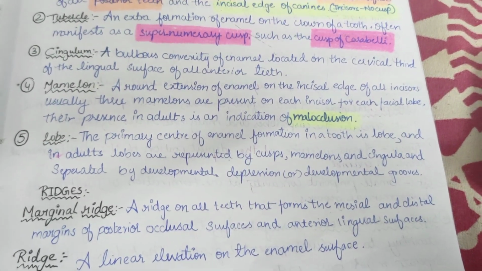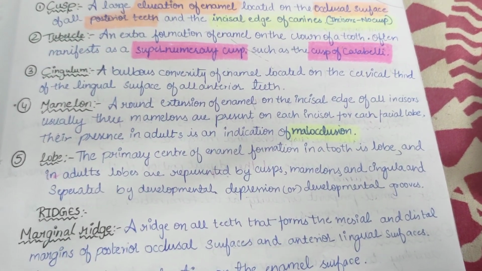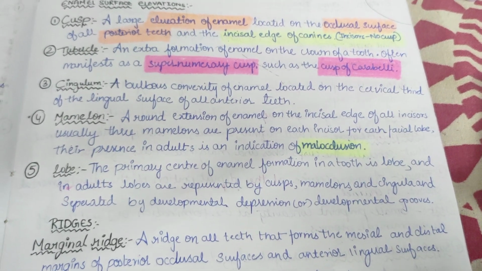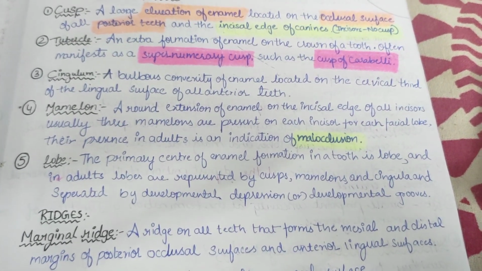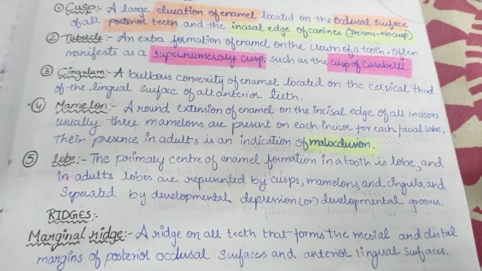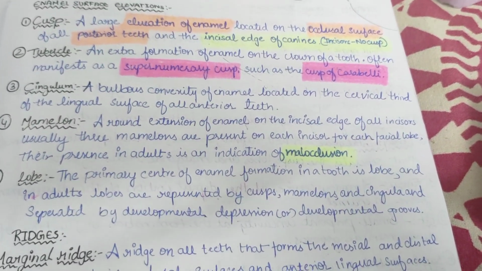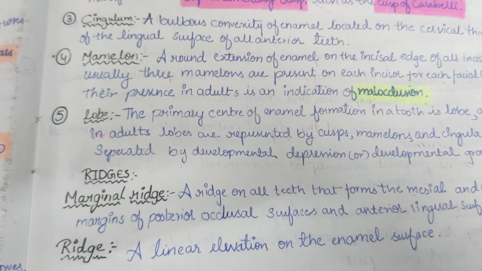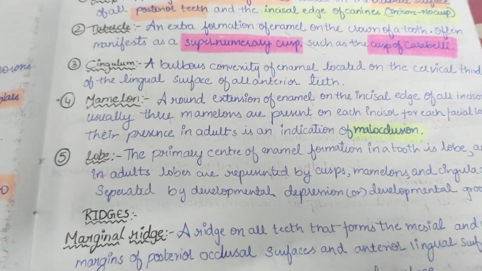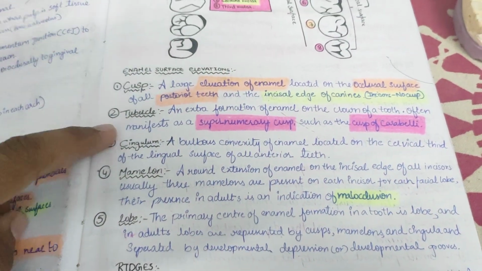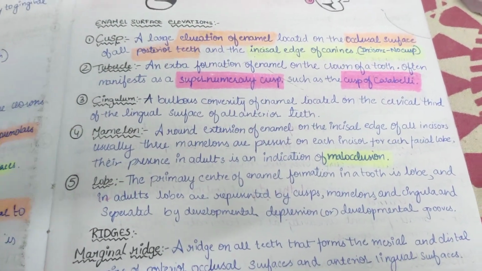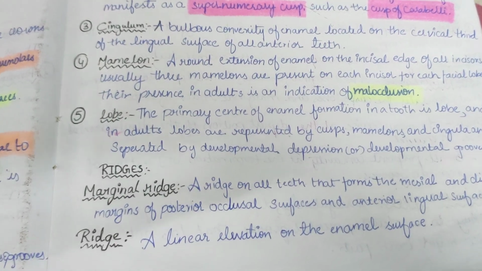Now lobe. The primary center of the enamel formation in a tooth is known as lobe. And in adults, the lobes are represented by cusps, mamelons, and cingula, and are separated by developmental depressions or developmental grooves. So lobe is a basic form. The enamel forms from the lobe. So we studied the cusp, tubercle, cingulum, mamelon. These are all forms of the lobe.